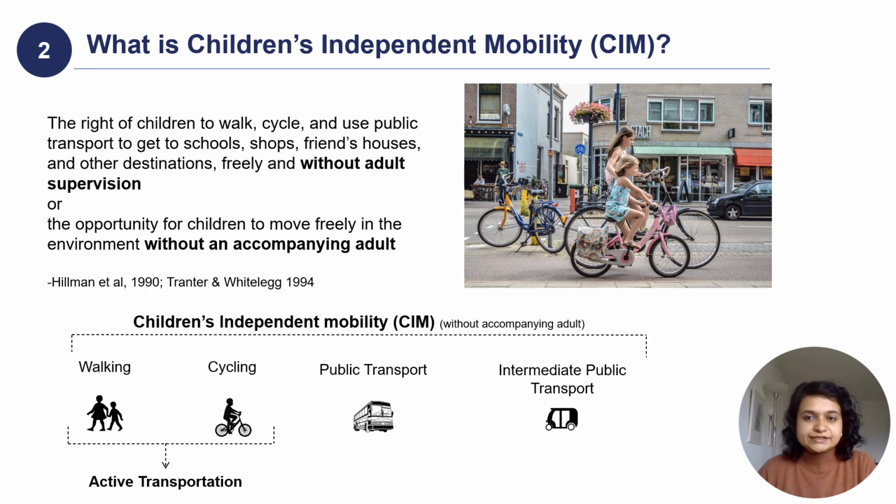Children's independent mobility is defined as the right of a child to walk, cycle, or use public transport to reach their local destination, like a school or a friend's house, without an accompanying adult. If the mode of transport used by a child is walking or cycling, it is considered active mobility, while other modes largely come under the category of public transport or intermediate public transport. Today, we have data that shows how this ability of children to move independently is declining over generations. Let's understand why.